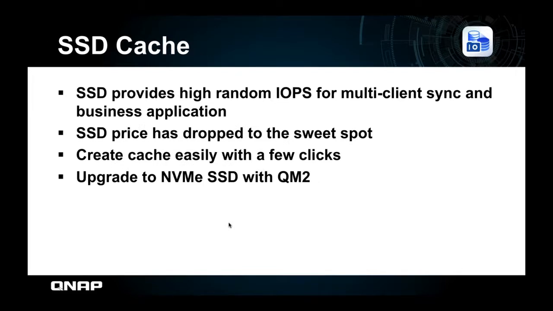For performance, we offer SSD Cache. SSDs provide high random IOPS and also good sequential performance. They can be great for multiple clients, accelerating multiple volumes or LUNs because it's a global cache. The price of SSDs has dropped in recent times, so it's really a good time to buy SSDs. It's very easy to create a cache with just a few clicks of the mouse. And you can now even upgrade to NVMe SSDs for your storage or cache with our new higher performance QM2 cards.